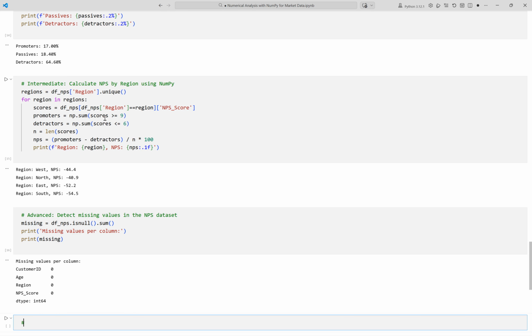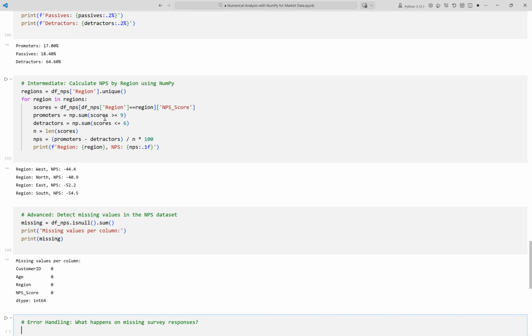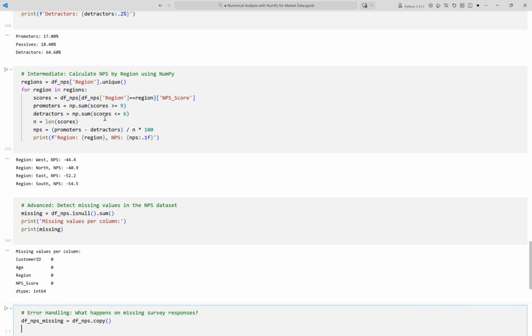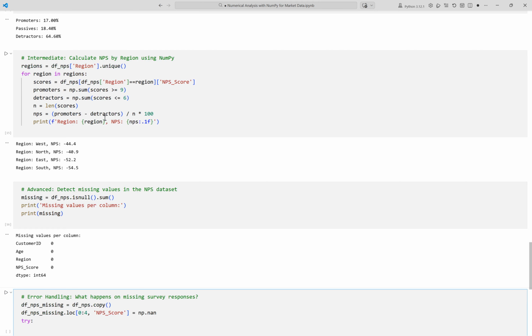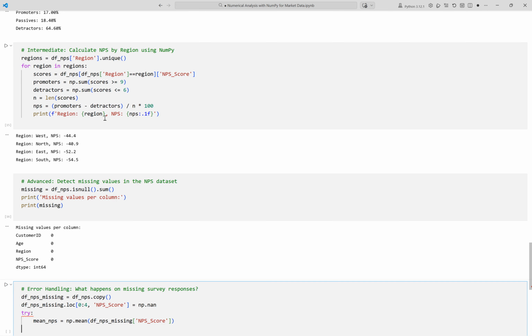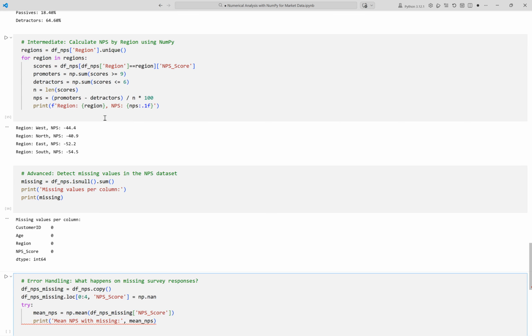Incomplete survey responses are a common issue in market research. We create a copy and make the first 5 NPS_score values missing. The np.mean function attempts to compute the average with these missing values. If NumPy cannot handle the missing values, it raises an error or returns nan. The output helps you understand the importance of handling missing data explicitly. This step prepares you for practical business scenarios with imperfect data.